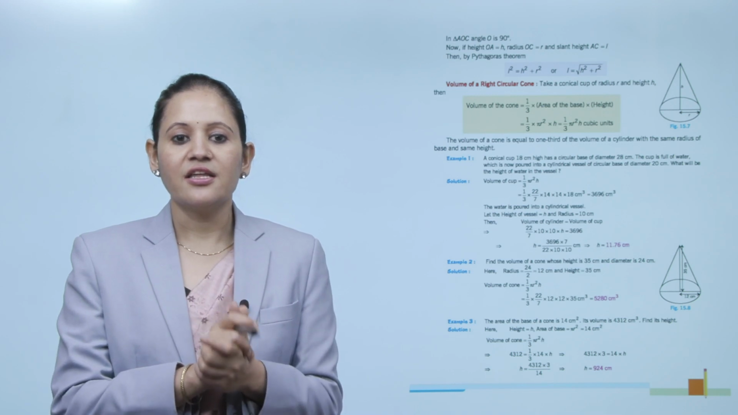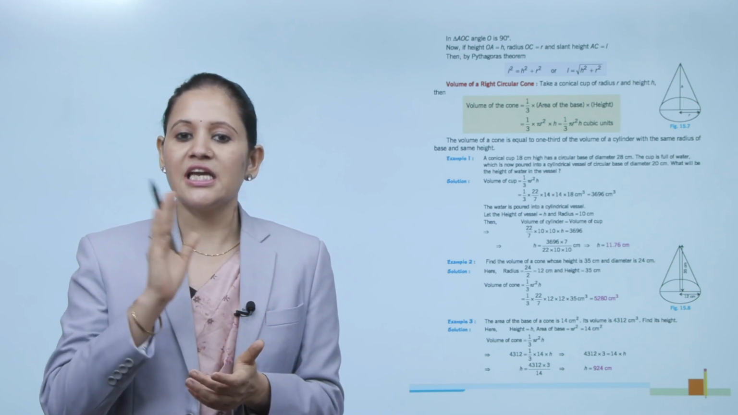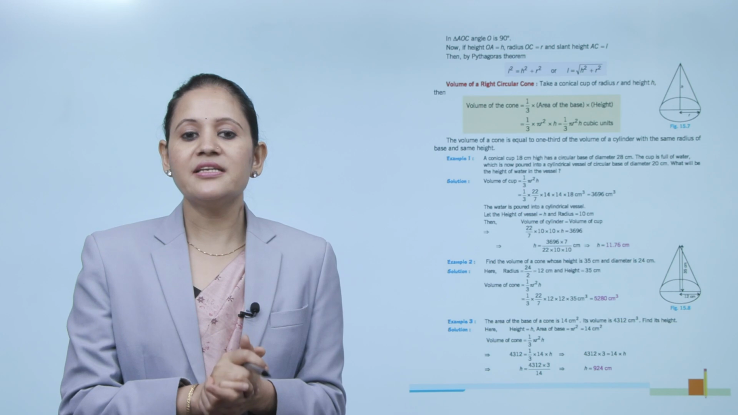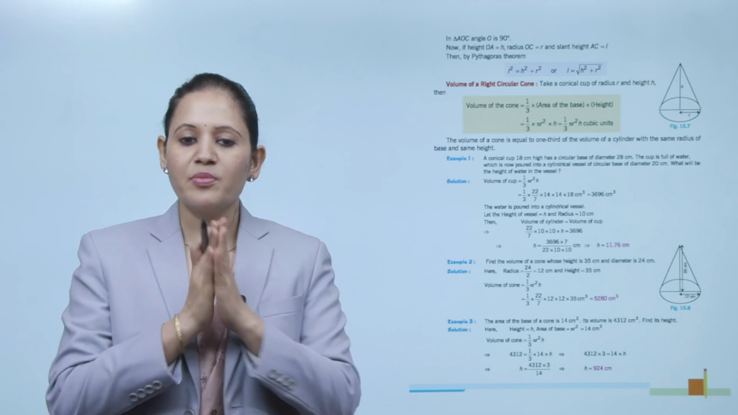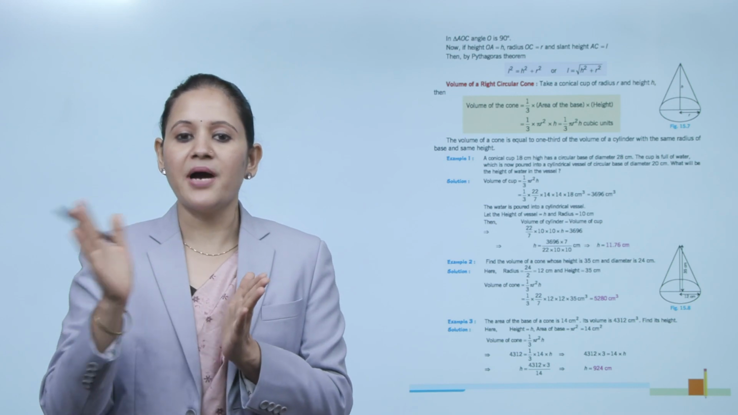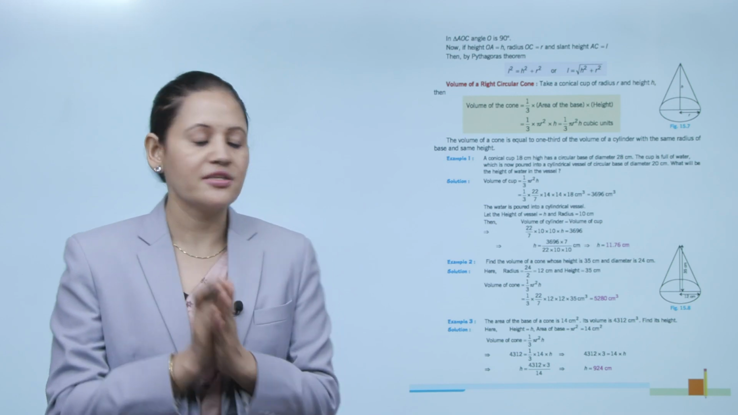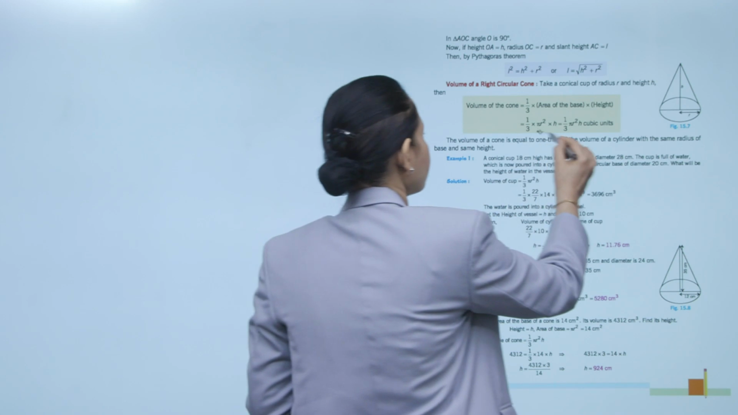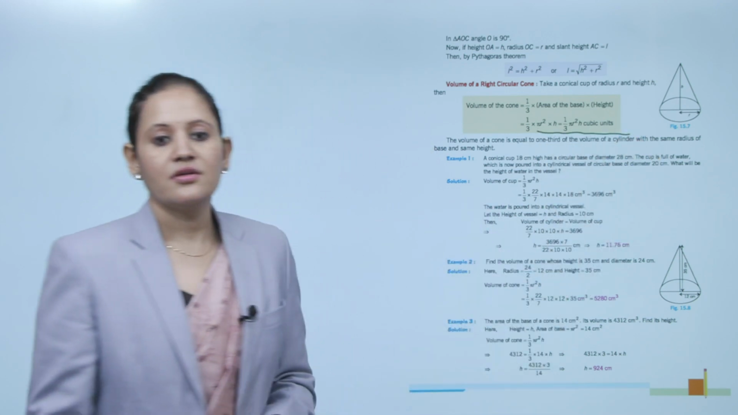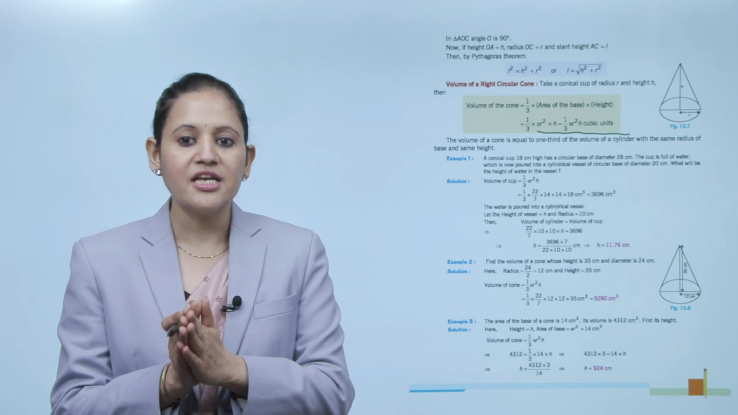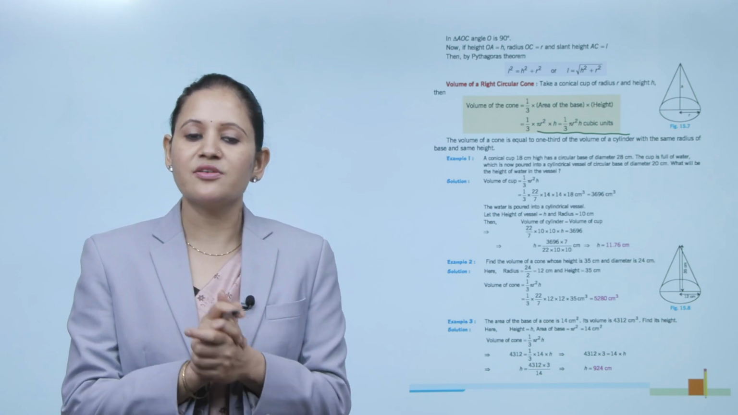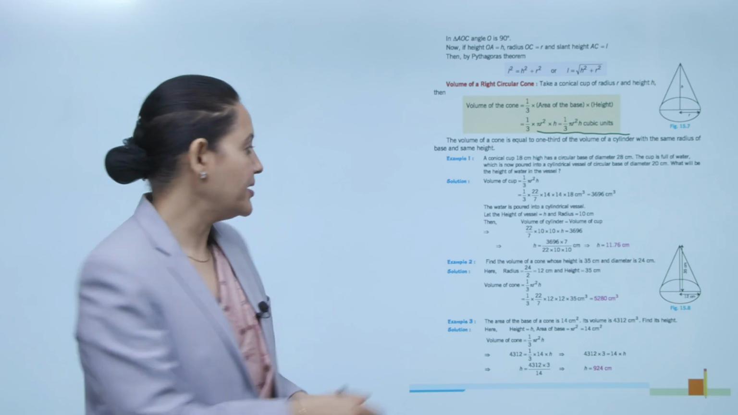height H. Then the volume of the cone is 1 by 3 of the area of the base into height, that is 1 by 3 pi r square H. So the volume of the cone will be 1 by 3 pi r square H cubic units. The volume of the cone is equal to 1/3 of the volume of the cylinder with the same radius of the base and the same height. We'll take an example.